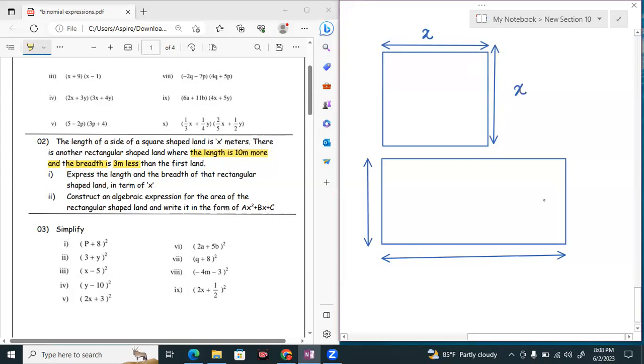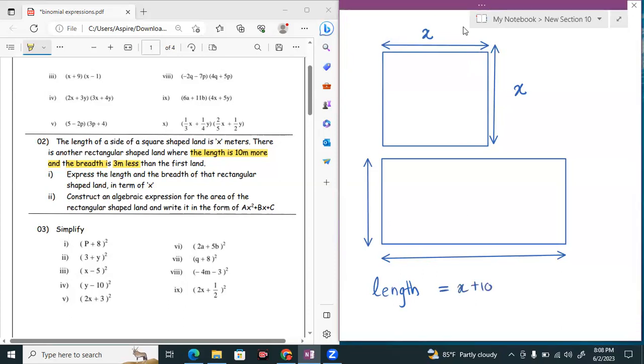Now they have mentioned that length. Length is, instead of is, we write equal sign. Length is 10 meters more. More means add. Then x added 10. Then what is the length of the second land? The length of second land should be x plus 10.